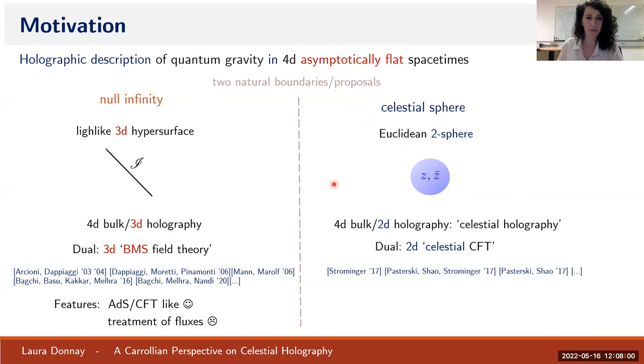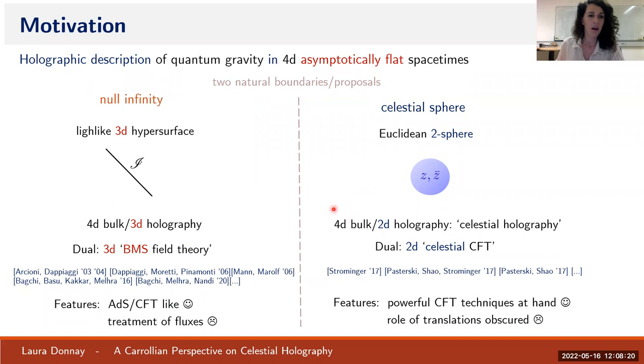And they both have advantages and disadvantages. In the first picture, it's a bit more like AdS/CFT in the sense that it's codimension one type holography. Sometimes people are confused here on the right-hand side because they say, okay, this is a 2D, 4D duality, so this sounds weird. But the problem with the first approach, and I will come back to that, is that to come up with the holographic description, you need to be able to deal with the so-called fluxes of radiation escaping through the null boundary of flat spacetime, something that we usually do not encounter in AdS, because we impose some reflective kind of boundary condition at the boundary.